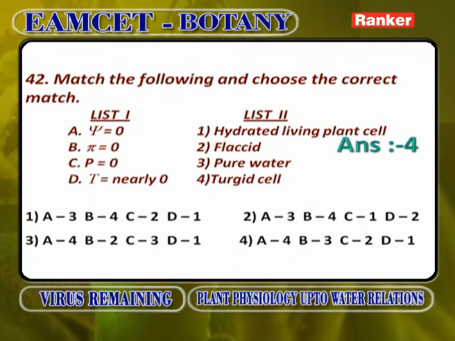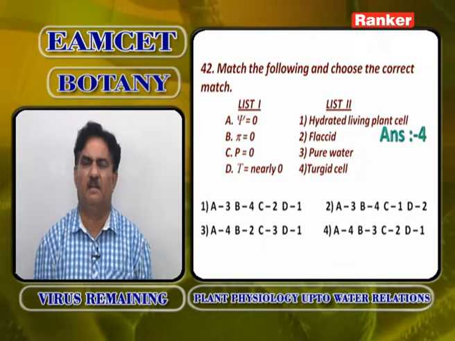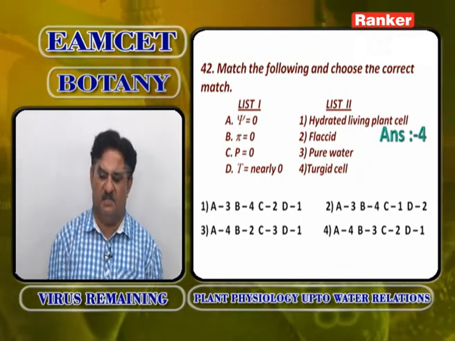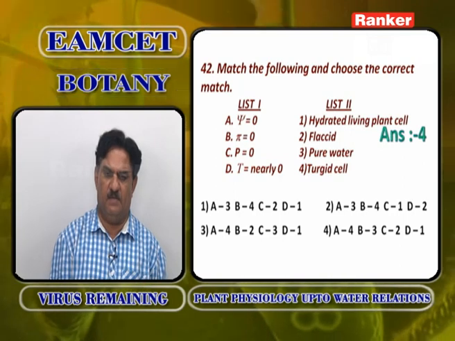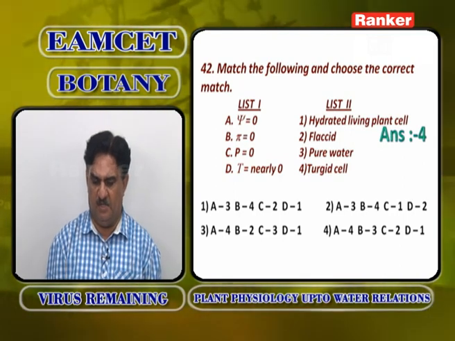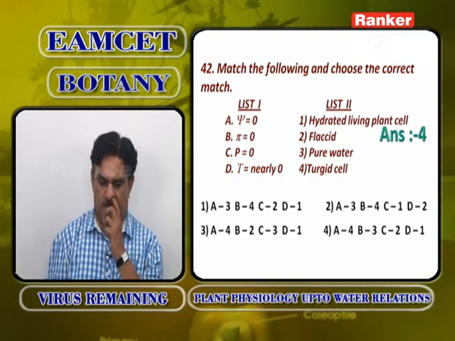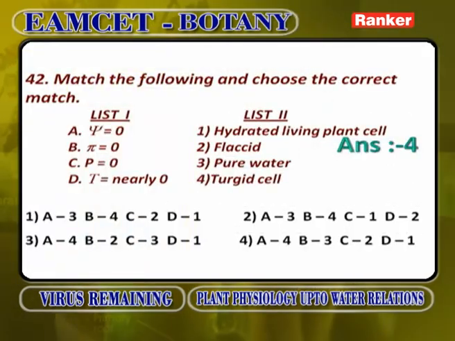Pi is equal to 0 in pure water. In pure water, osmotic potential is 0. P is equal to 0 in a flaccid cell, in a cell where water is lost. That means in a plasmolyzed cell, pressure potential is completely 0. Tau is nearly 0 in a hydrated living plant cell. So, A4, B3, C2, D1. Fourth option.